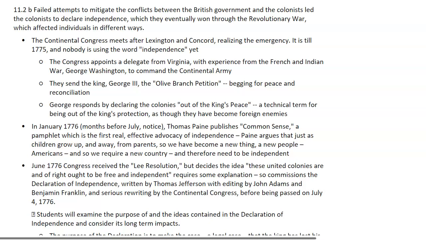They edit it, they make some changes, and then it goes back to the Continental Congress, who does some serious rewriting on it, as we'll see in a minute, before the Continental Congress itself finally passes it on July 4th, 1776.